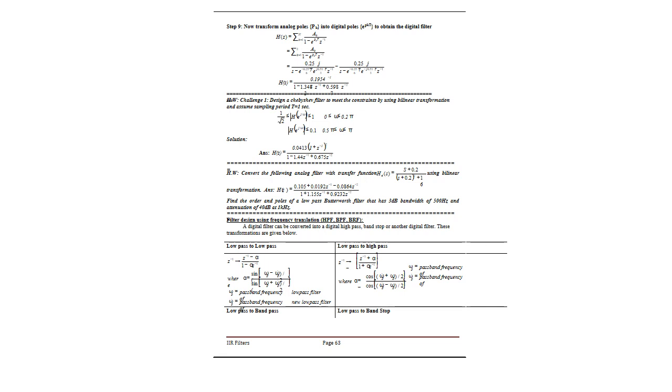Low pass to low pass: z inverse is replaced by (z inverse minus alpha) by (1 minus alpha z inverse). Low pass to high pass: z inverse is replaced by (z inverse plus alpha) by (1 plus alpha z inverse), where alpha is sine of (omega p minus omega p dash) by 2 divided by sine of (omega p plus omega p dash) by 2.